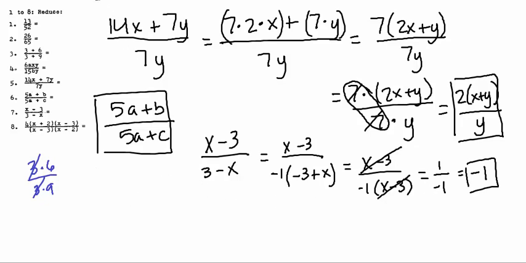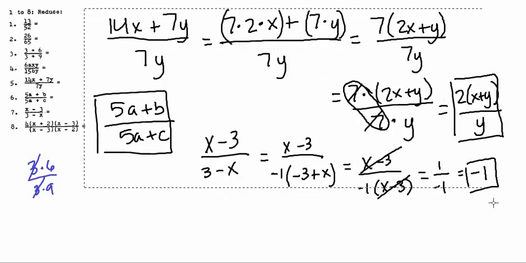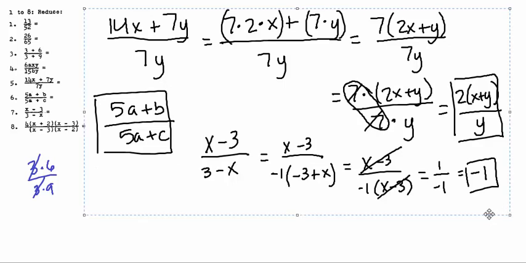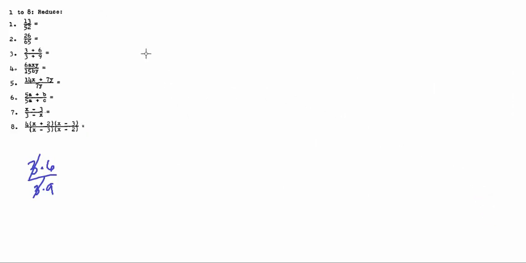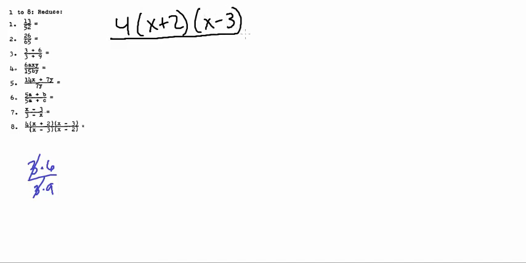Now, last but not least, let me erase the screen one more time. Let's see. There we go. Okay, so for number 8, we have 4 times x plus 2 times x minus 3 over x minus 3 times x minus 2. So in this case, I'm going to notice that they have a common x minus 3 term, so I'm going to go ahead and just cancel that out now.